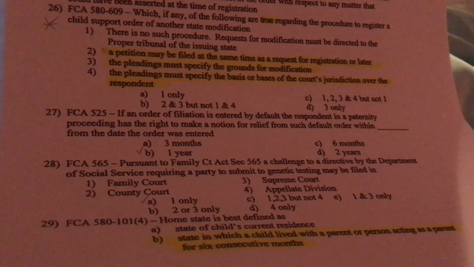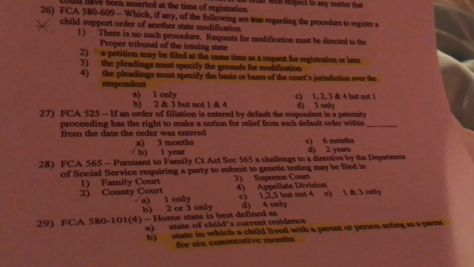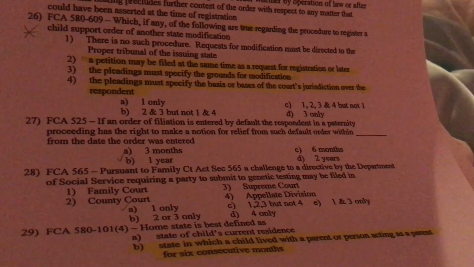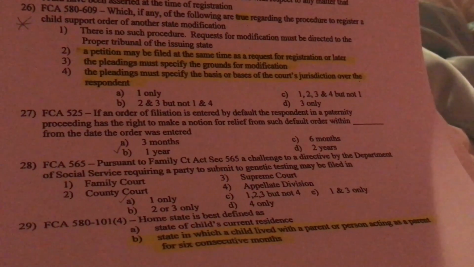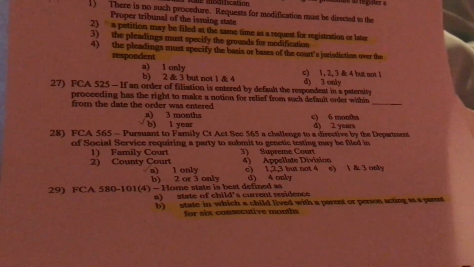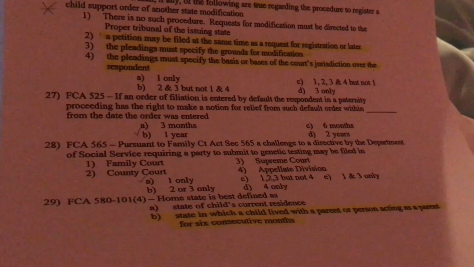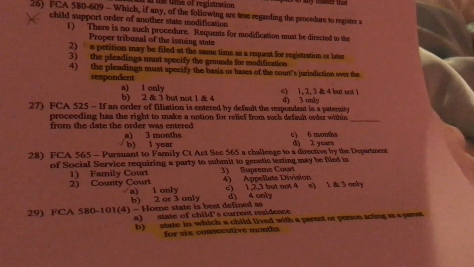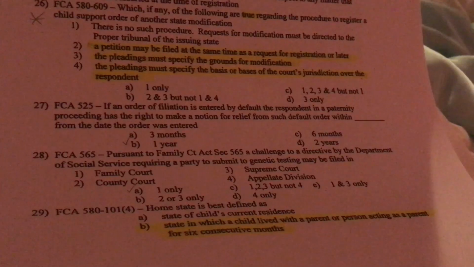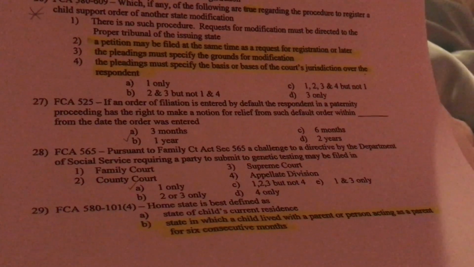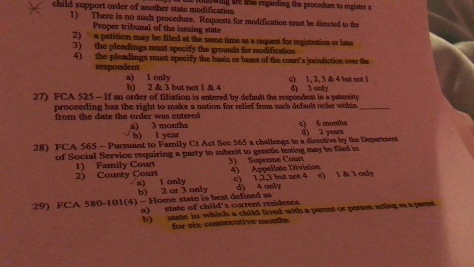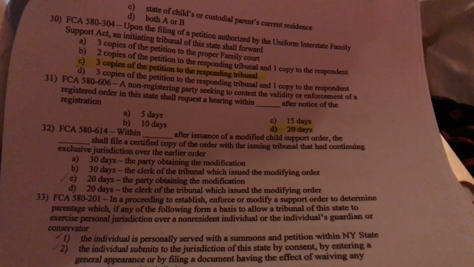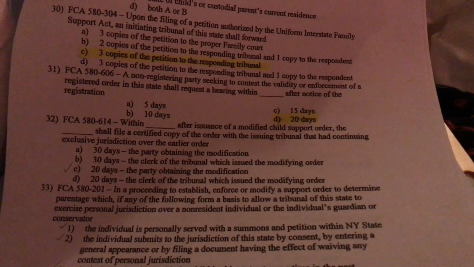27, 525. If an order of affiliation is entered by default, the respondent in a paternity proceeding has the right to make a motion for relief from such default within 1 year from the date the order was entered. Next, 565, pursuant to Family Court Act 565, a challenge to a directive by DSS requiring a party to submit to genetic testing may be filed in the family court only. Family court only. Okay. So I'm going to do 31 and 32 back to back without stopping.